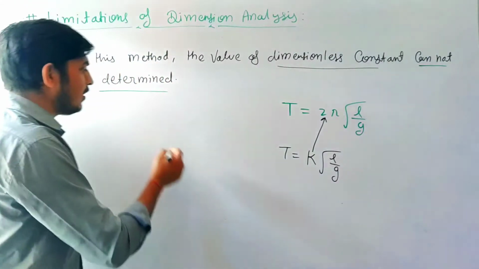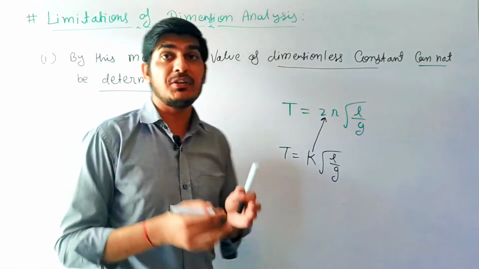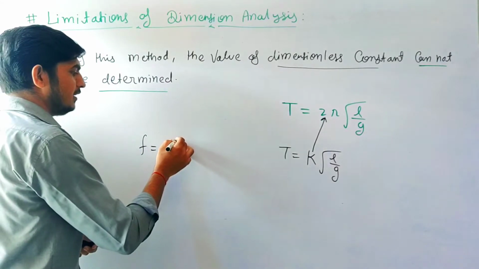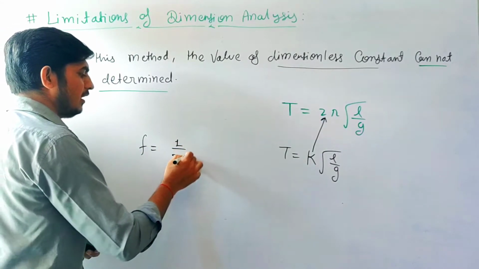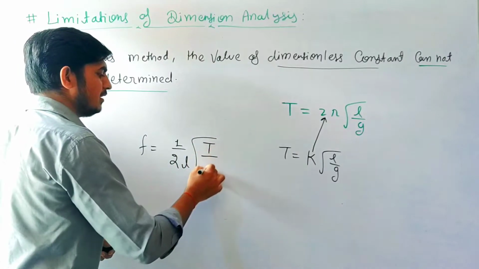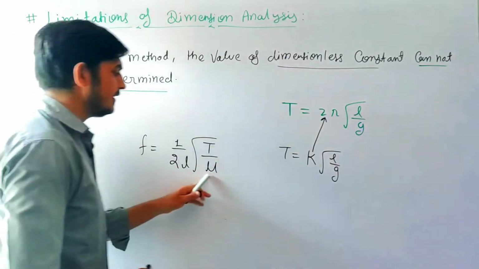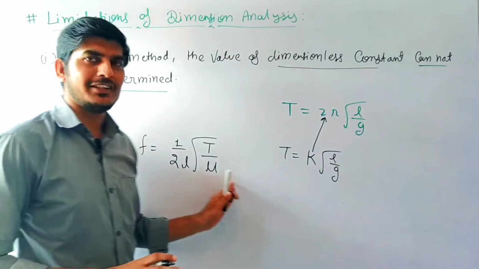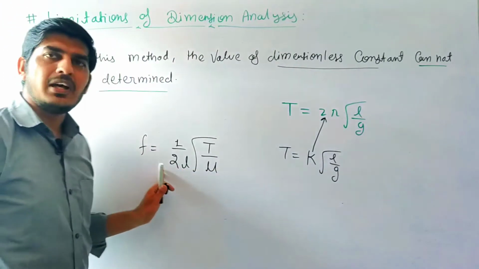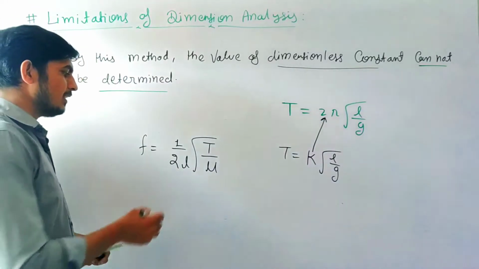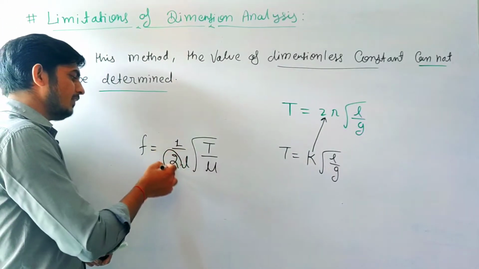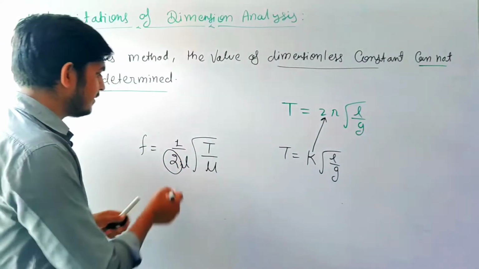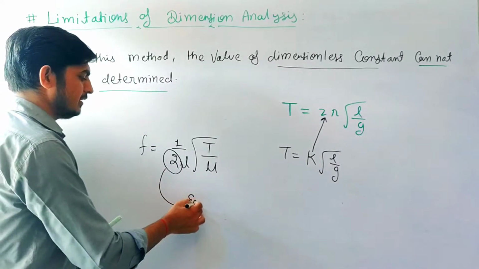There is another formula, for the frequency of a tuning fork. f is equal to, on a string, 1 by 2L root tension upon mu, where mu is the linear mass density. Okay, don't worry, you will learn everything. In this formula you can't say whether there will be 2 or 4 or 1, and this is determined experimentally.